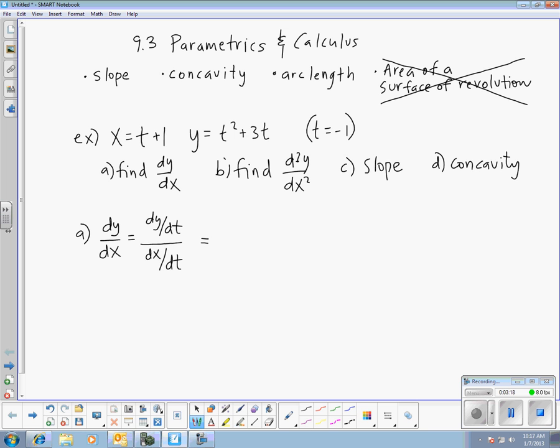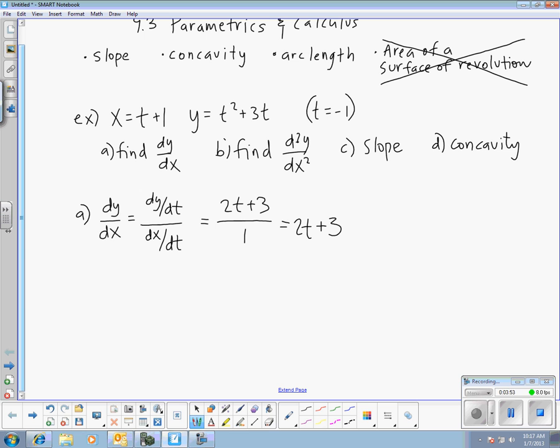So dy dt, I've got y defined above. The derivative of y with respect to t is 2t plus 3. The derivative of x with respect to t is 1. So 2t plus 3 over 1, or just 2t plus 3. Okay, so there's the first derivative. All right, and that derivative can be used to find the slope just like a normal derivative could. It'll give us the slope at any time t. I'm using time generically because it might not stand for time, but at any t value you want, you can find the slope.